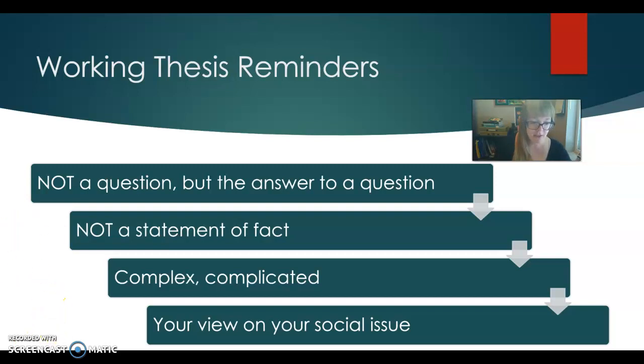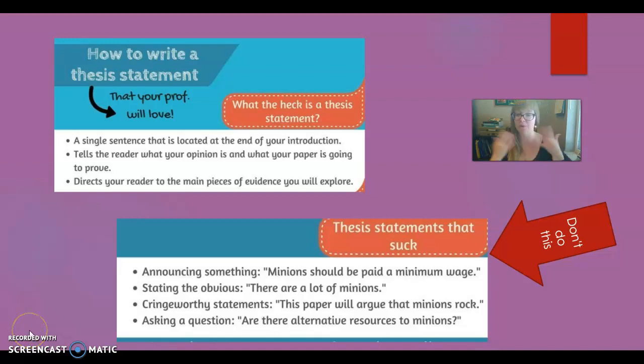So I found a visual that might help you kind of think through this. First of all, I've noticed some pretty common issues with writing thesis statements is in this second portion that says thesis statements that suck. Your thesis statements don't suck, but sometimes maybe you're missing a key element. So you don't want a thesis that is announcing something. And these examples here are about the Minions movie, but hopefully you can also apply this to your own topic.